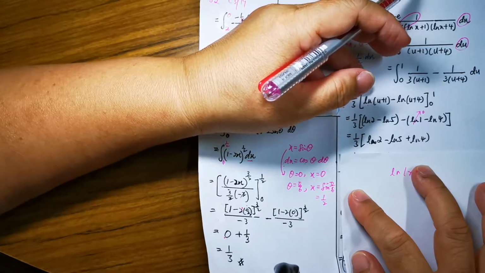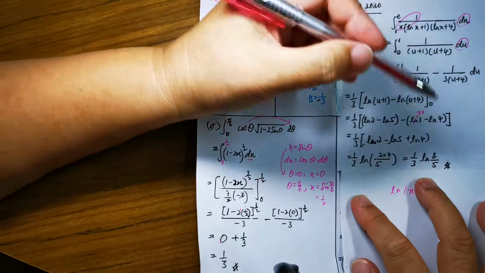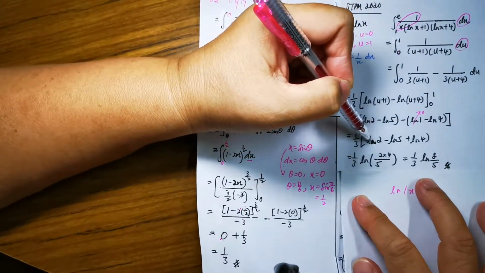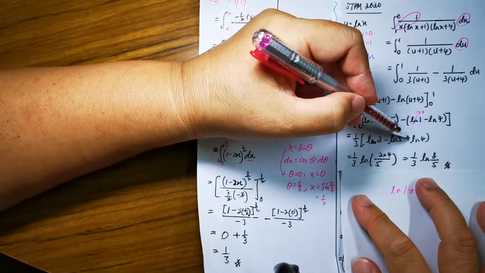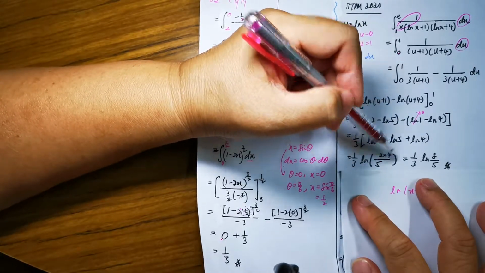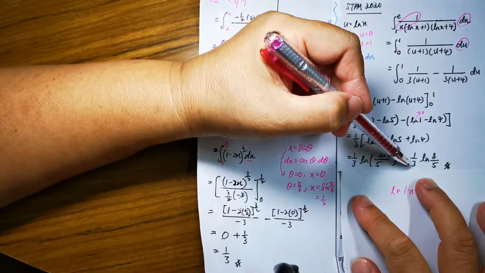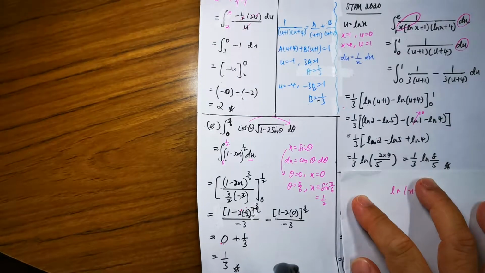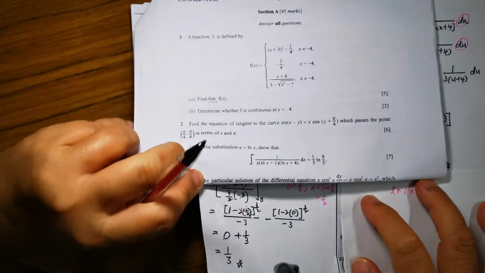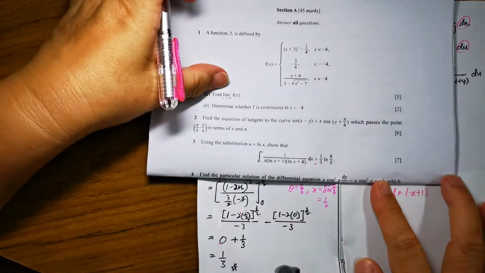Then we combine them, remember? Ln can combine to become one ln. So ln 2 minus ln 5 means ln 2 over 5. Plus ln 4. Plus means multiply. Therefore, the last answer is 1/3 ln 8 over 5, which is the same as what the question wants you to show. See? Same.